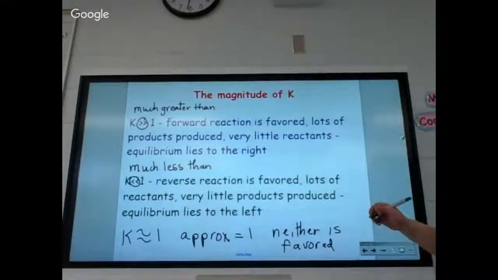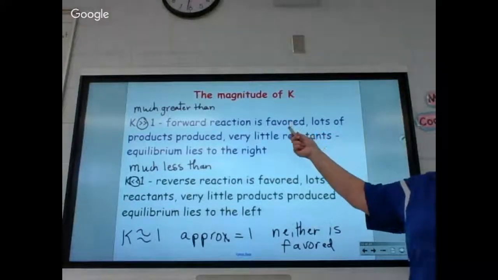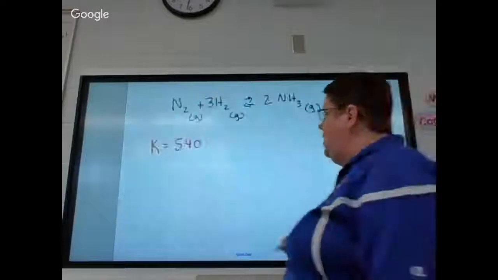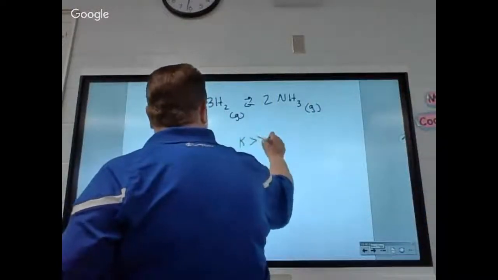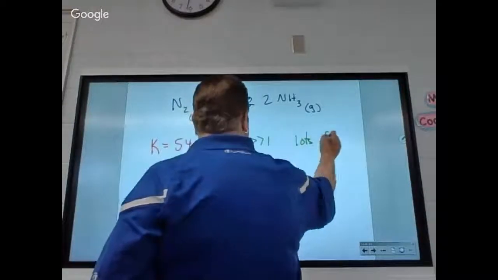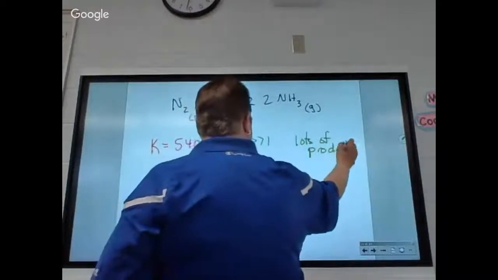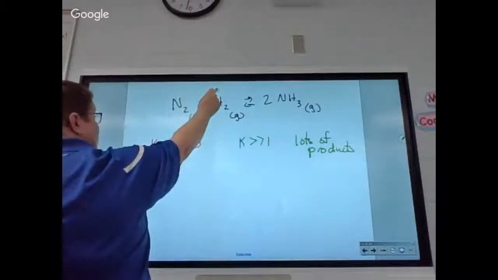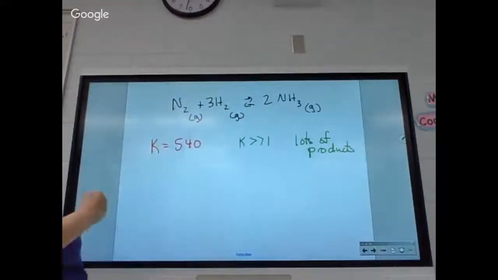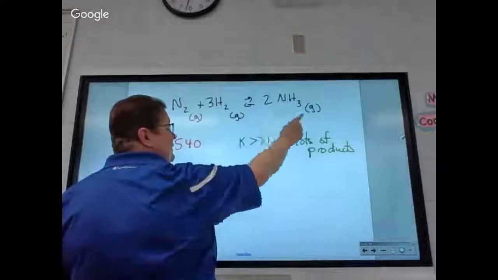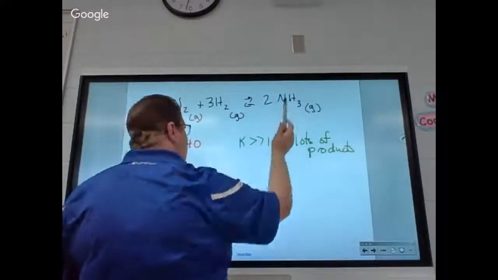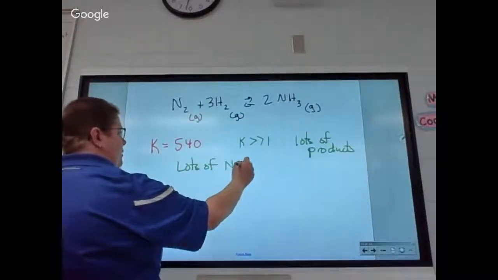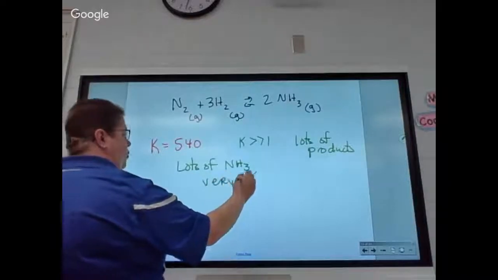Okay? So if we're much greater than 1, what's favored? The forward reaction, which means we have lots of what? Okay? So, because K is much greater than 1, we have lots of products. So, if we have lots of products, do we have lots of this stuff? No, because this is the what? What am I pointing at right here? I'm pointing at the reactants. So, these are the products, okay? So, we have lots of NH3. We have very little what?